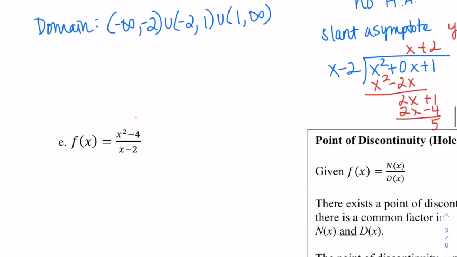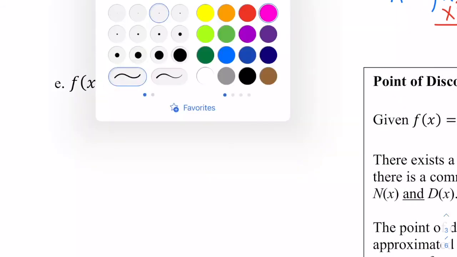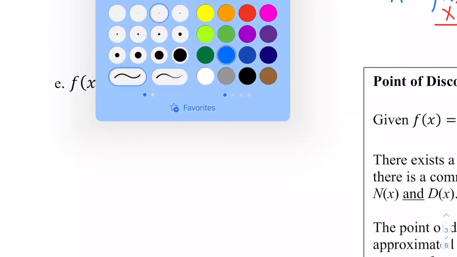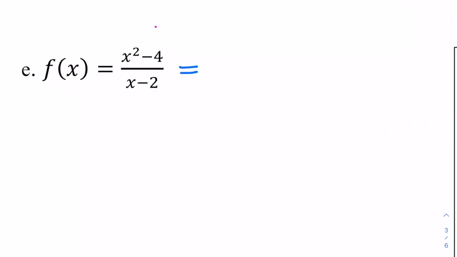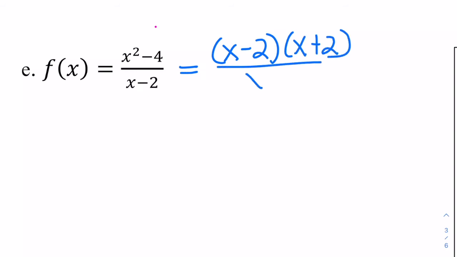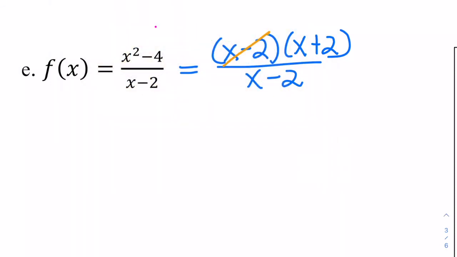Now let's consider the last one on this page. Remember, we always want to try to factor whenever possible. So x squared minus 4, that's a difference of squares. So that's x minus 2, x plus 2. And then in the denominator, we actually have x minus 2. So we have this common factor, and that would cancel out. And we're left with the function x plus 2.